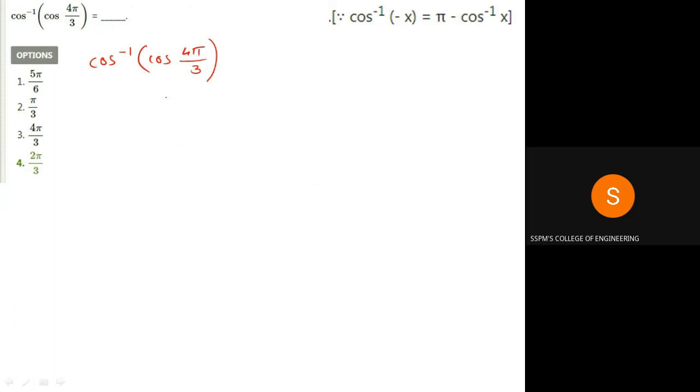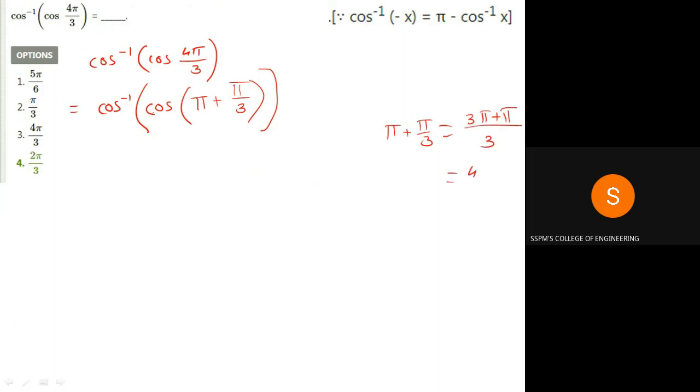So how do we calculate this now? We will use a few results. Here, first we will write cos inverse as it is. Now this will be converted. What is 4 pi by 3? We can write it as pi plus pi by 3. If you calculate pi plus pi by 3, it is 3 pi plus pi divided by 3, which is 4 pi by 3. So instead of 4 pi by 3 we have written pi plus pi by 3.